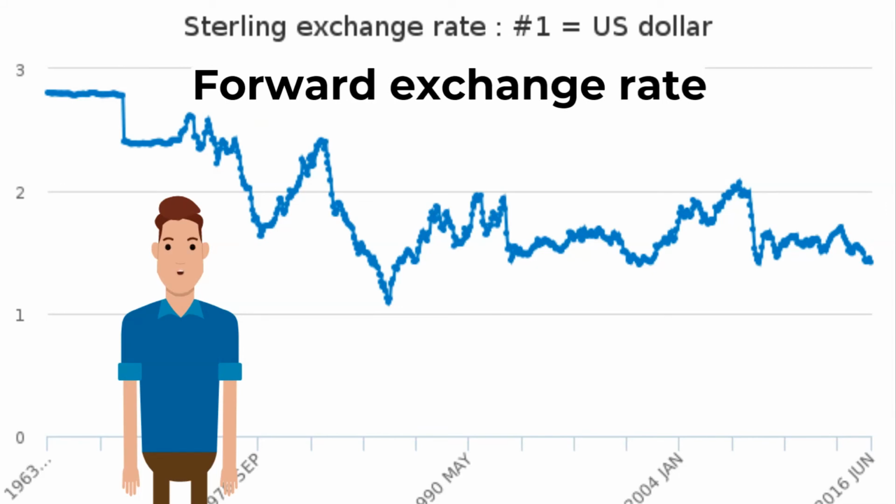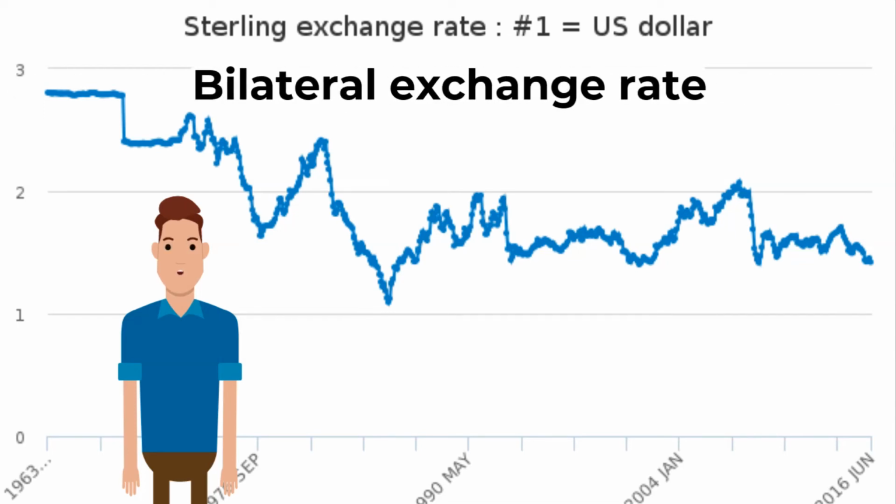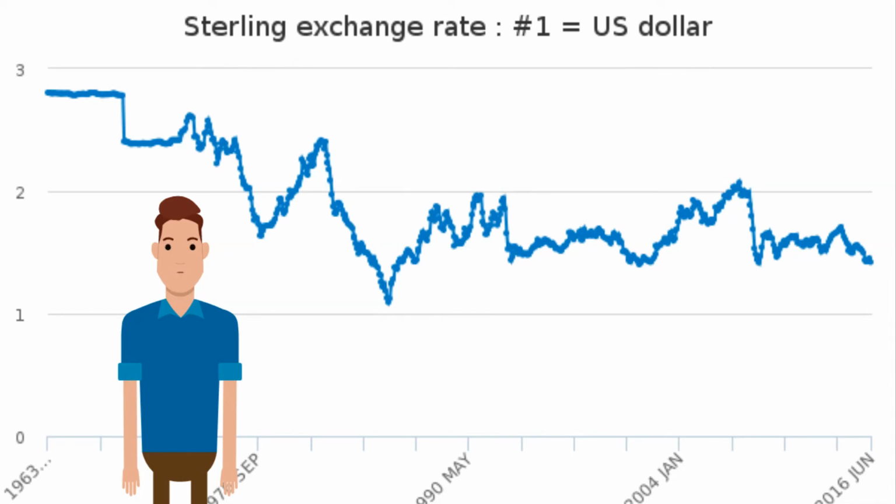2. Forward exchange rates involve providing a currency at some point in the future for an agreed rate. It is usually used by companies who want to reduce uncertainty and know the actual cost they will pay. 3. The bilateral exchange rate is simply the value of one currency against another. For example, £1 equals $1.